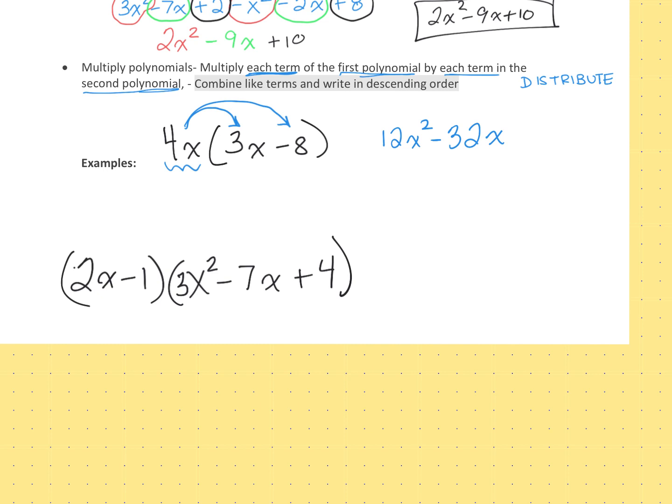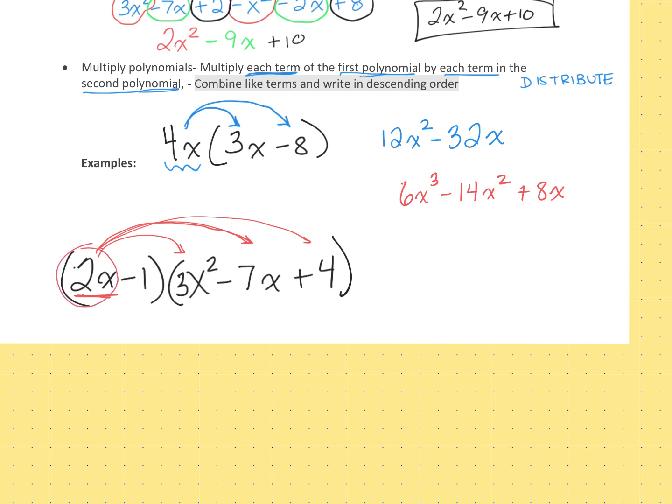Now, sometimes they're a little harder, they're a little bigger, right? So what we're going to do now is I'm going to distribute this 2x all the way through. So 2x times 3x squared is going to give me 6x cubed. 2x times the minus 7x is minus 14x squared. And then 2x times 4 is going to give me 8x.